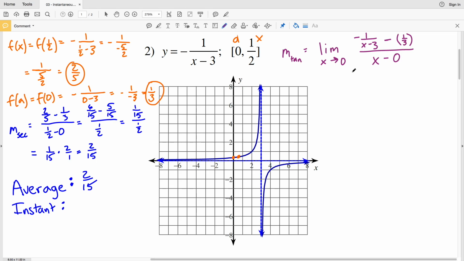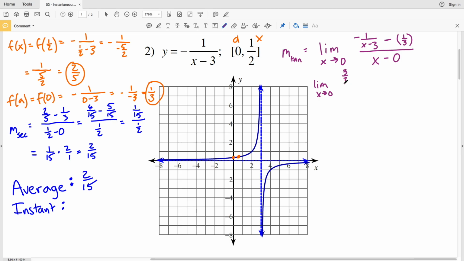So you can see that if we were to plug 0 in for x, we would get 0 in the denominator. So we're going to have to simplify in order to solve. So we'll have the limit as x approaches 0 of, I want the fractions in my numerators to have a common denominator so I can subtract or add them together. So I'm going to need to multiply my first numerator by 3 over 3. That's the denominator of my second fraction.